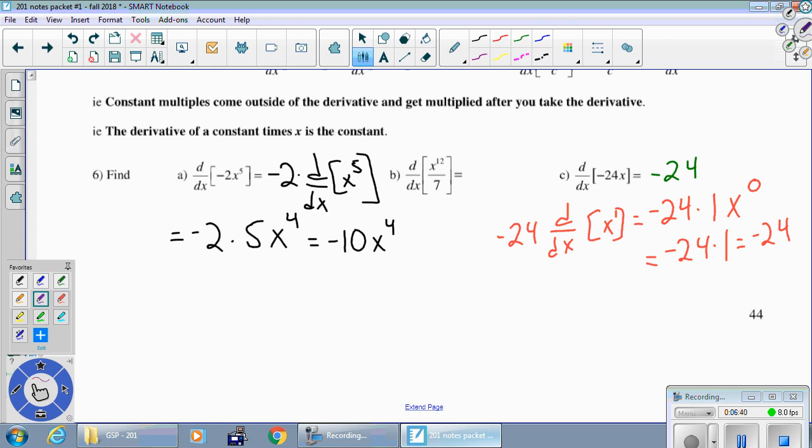Okay, so here we go. Fraction. I see a 7 in the bottom. That's a constant multiple. It's like a times 1/7, so it stays in the bottom. And then x to the 12th upstairs becomes its derivative. 12 comes down, copy the x, subtract 1. That's it.